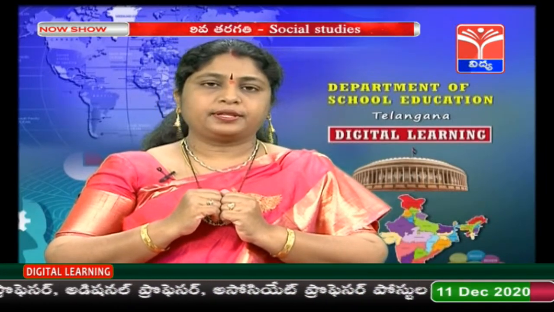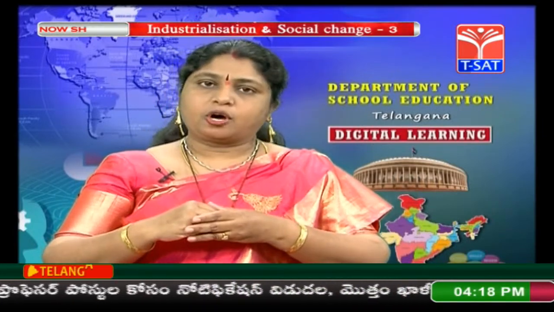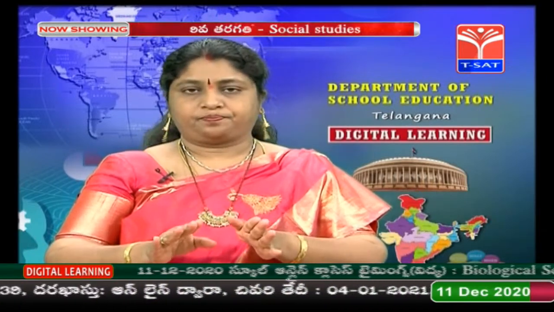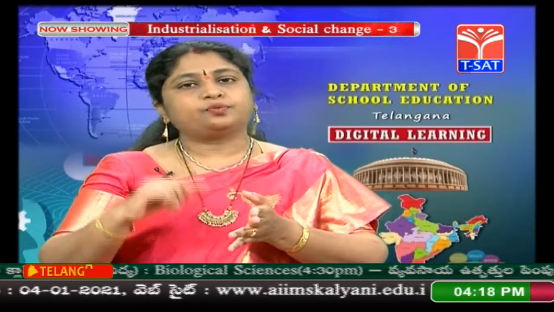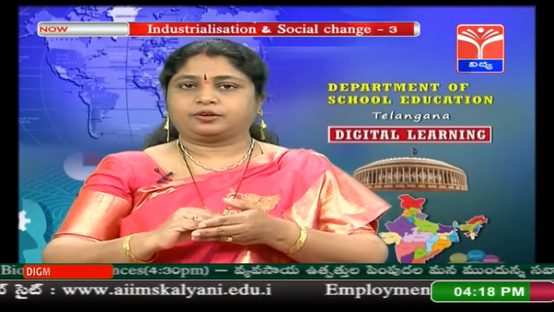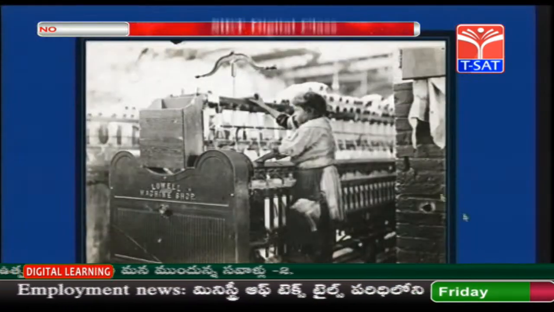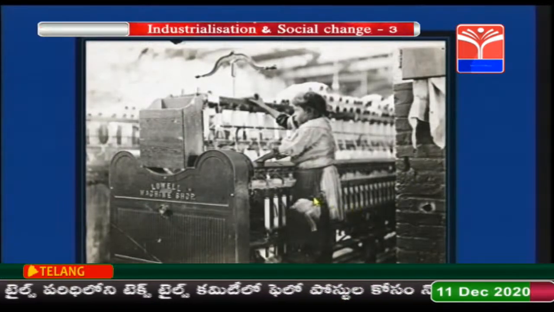Is it a boon for them? And why did they start working in factories? Because the wages which were given to men were not sufficient. So that's why even women and children had to work in the factories. Okay. So let's see the conditions. You can see the picture here. Child labor. Children are working in the factories.